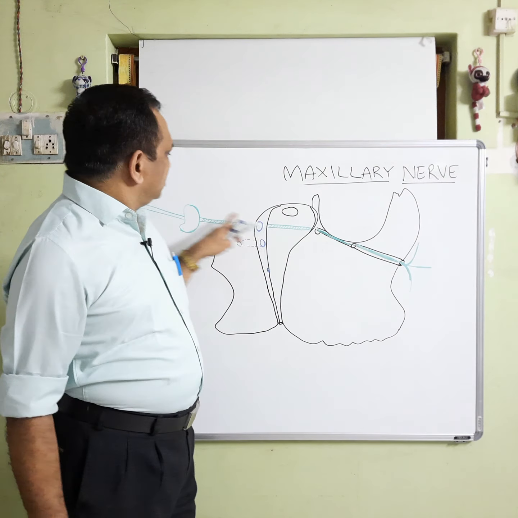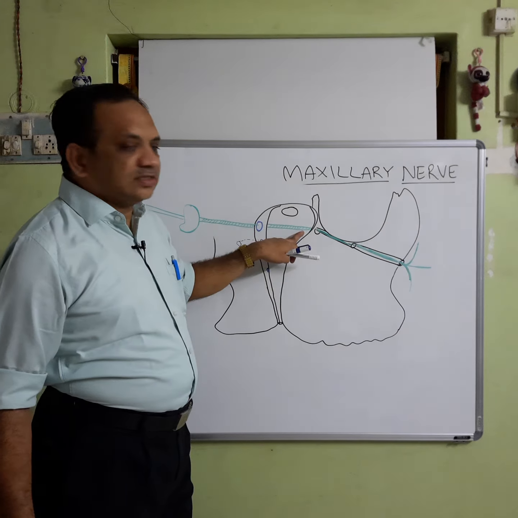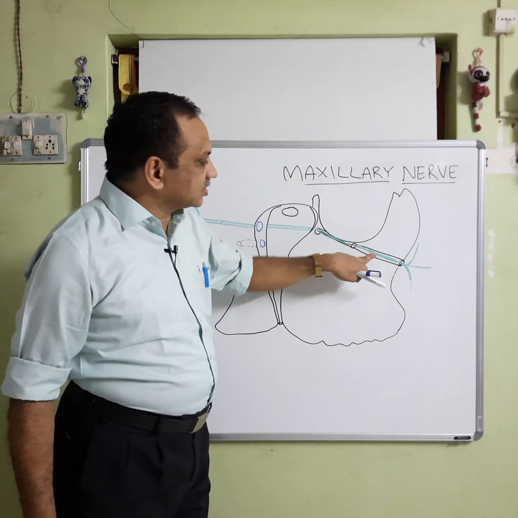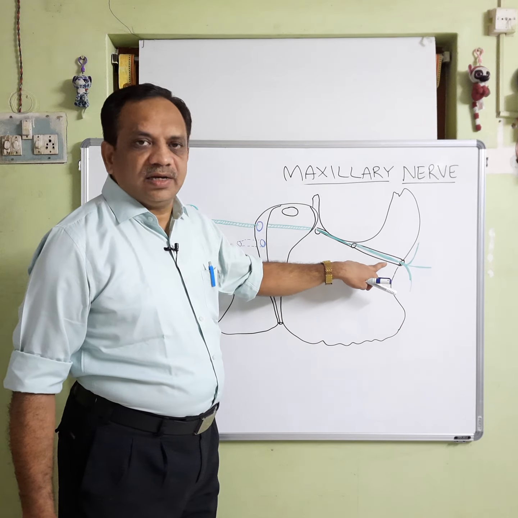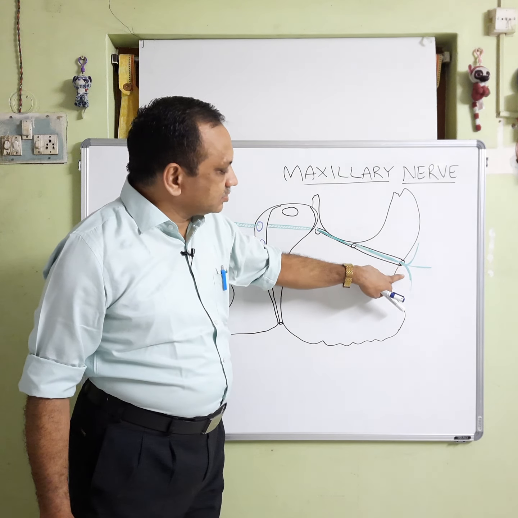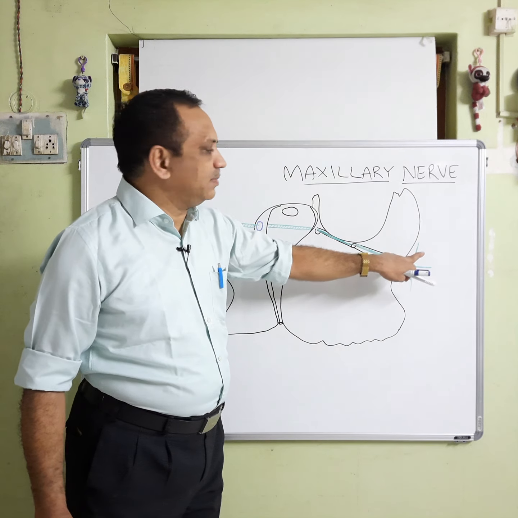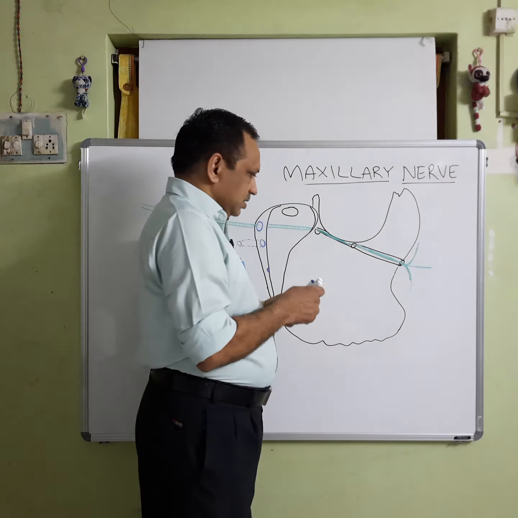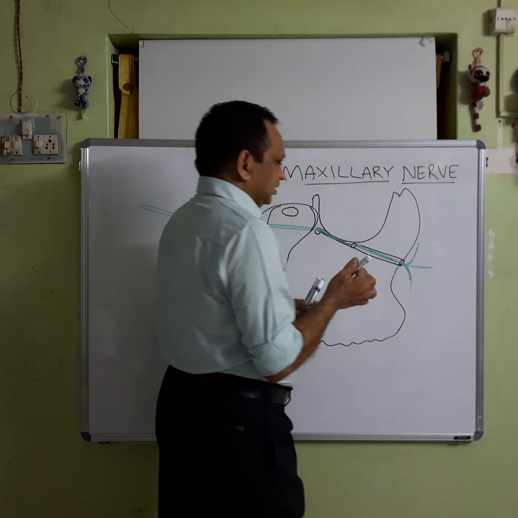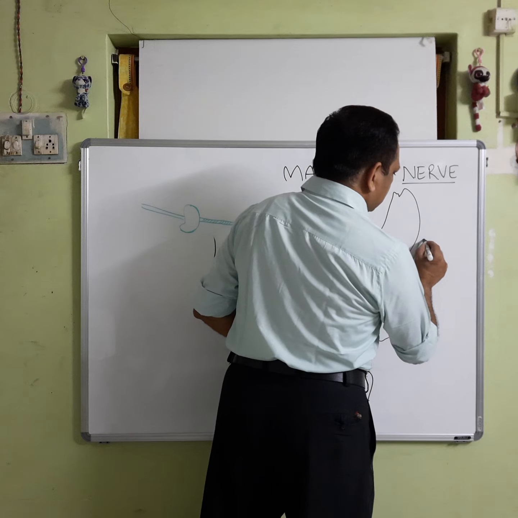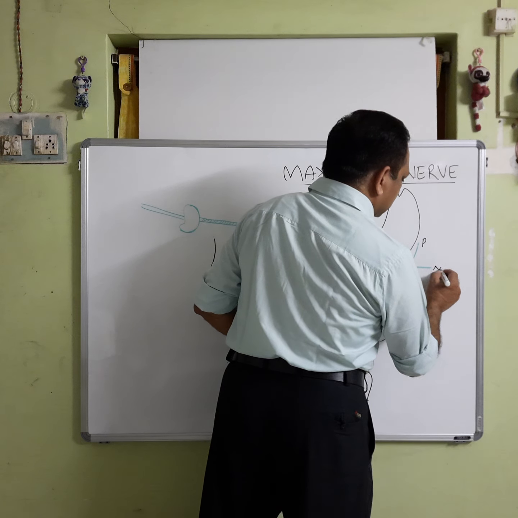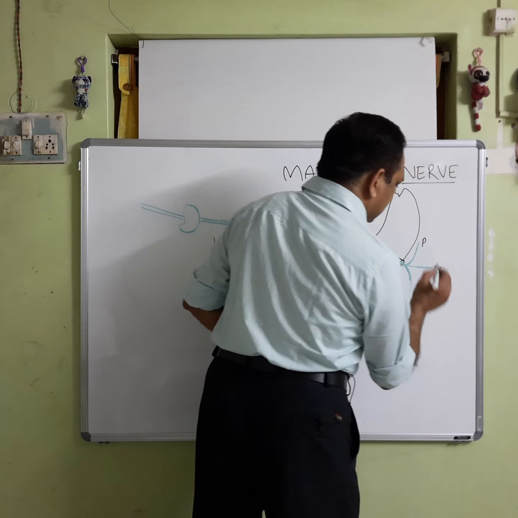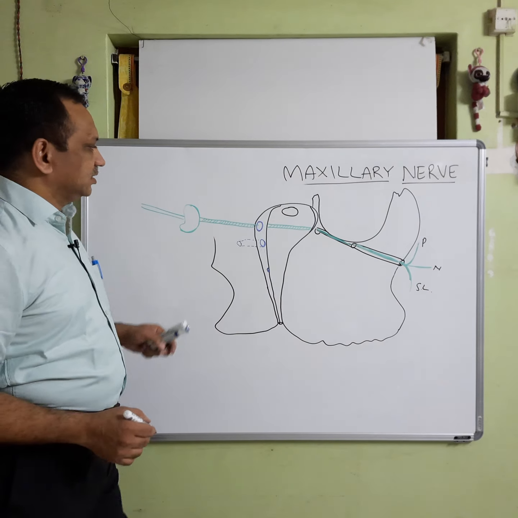So, until here it is called the maxillary nerve, from here it is called the infraorbital nerve. So, this infraorbital nerve comes out and divides as palpebral branches, nasal branches, and the superior labial branches.